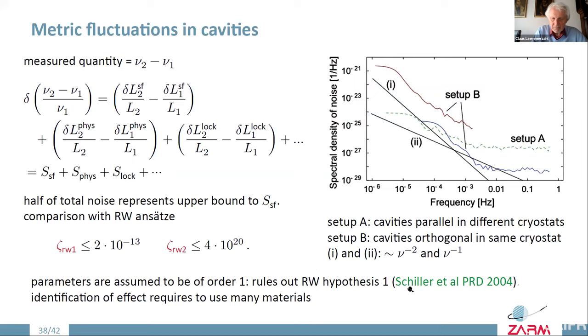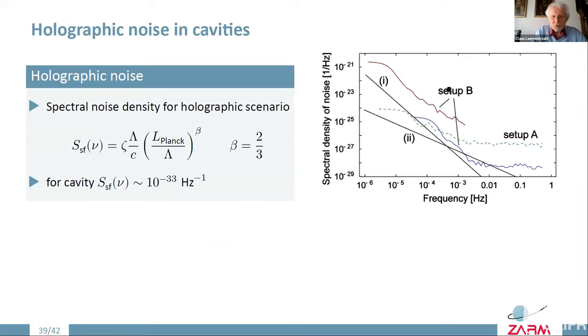We published this a few years ago. What also should be done, we have not done this yet, is to do this for the holographic noise part, that is a beta equal two third, and for this we also get a 10 to minus 33, so we still have to further analyze that. So this is what I told you.